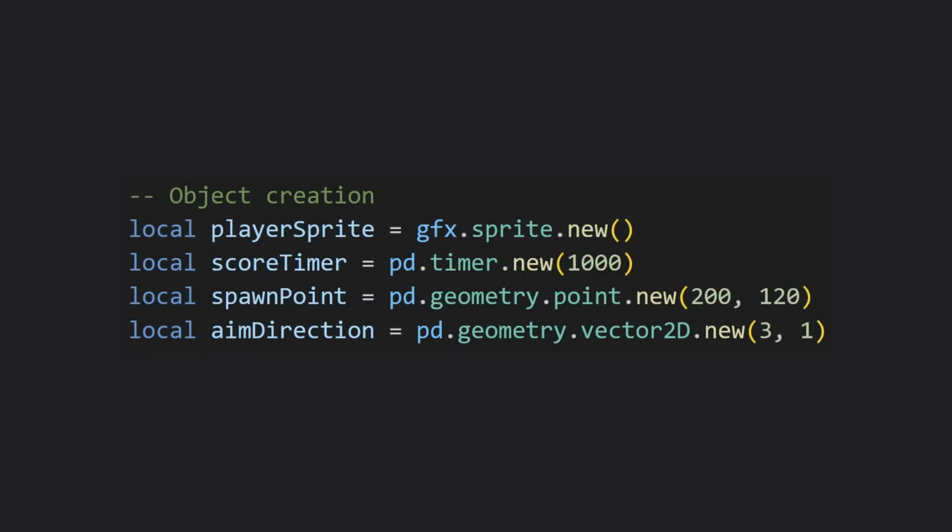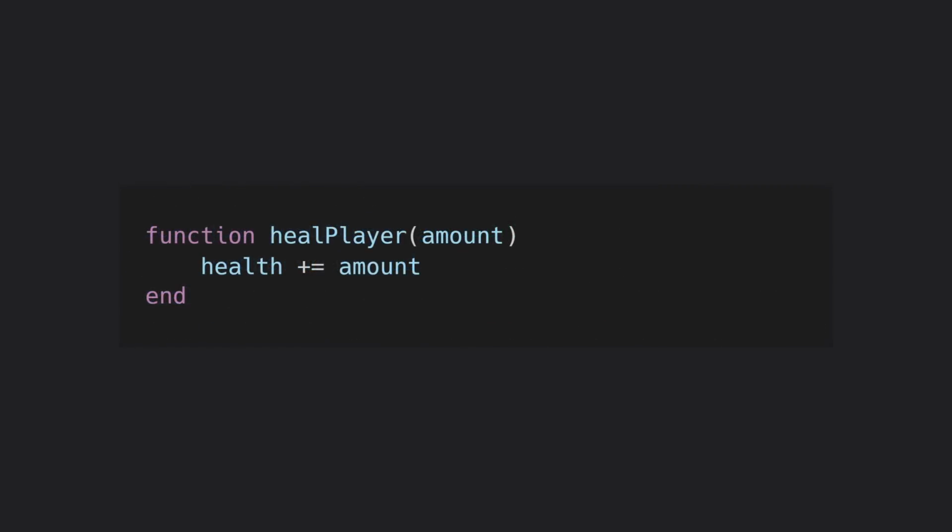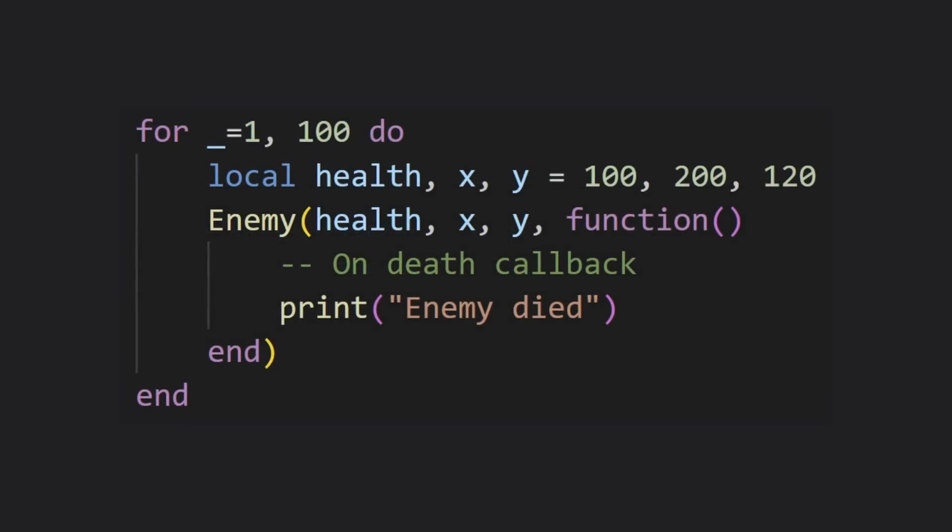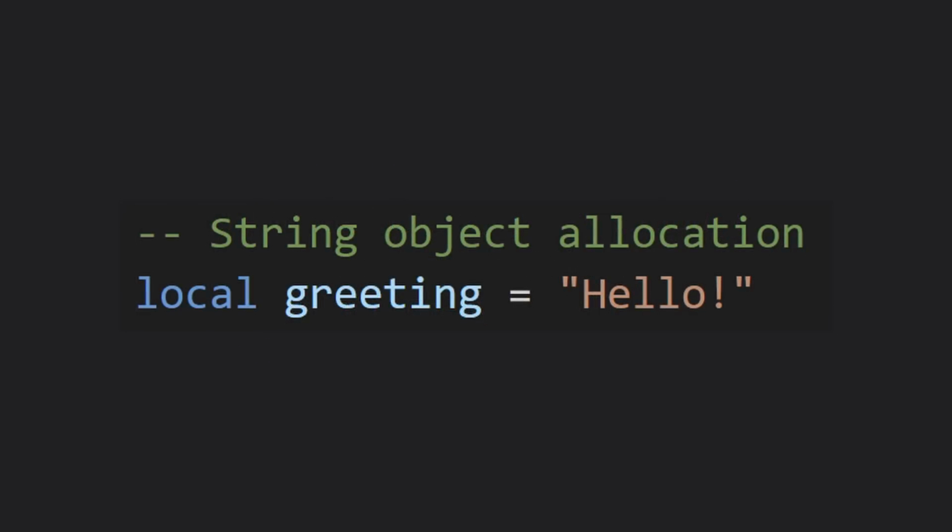This includes all SDK objects like sprites, timers, geometry, vectors, anything you create with new, because those are all technically tables. Functions are a kind of object too. Usually this isn't an issue because it's unlikely you're creating a bunch of functions constantly and then throwing them away. The one case where that might be common, however, is with anonymous functions. Strings are also a kind of object as well.